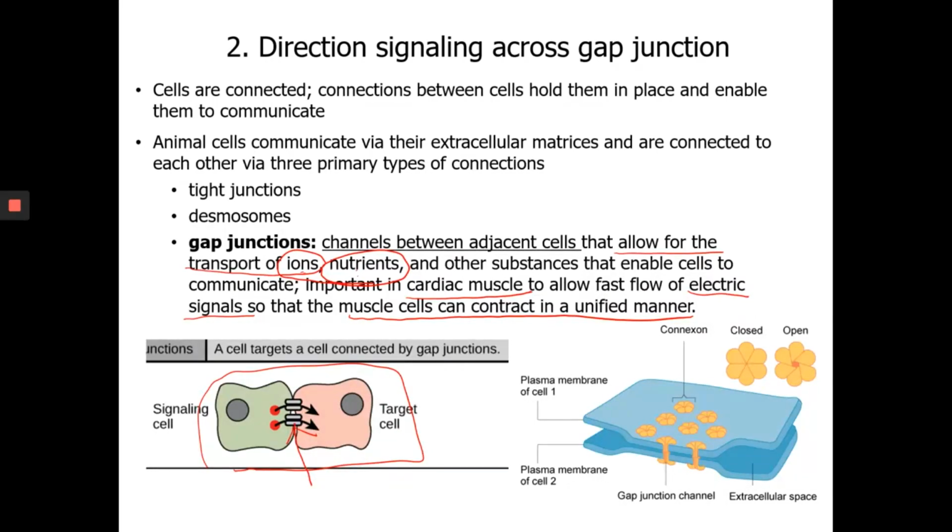Cardiac muscle cells are connected by gap junctions, and through gap junctions, the electrical signals can travel very, very fast through a whole area of cardiac muscles. So they can contract more or less at the same time. So that generates a very large force to pump blood.